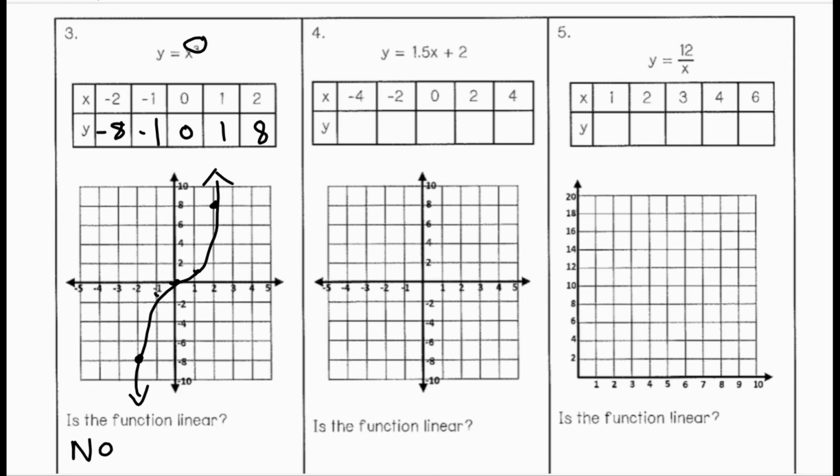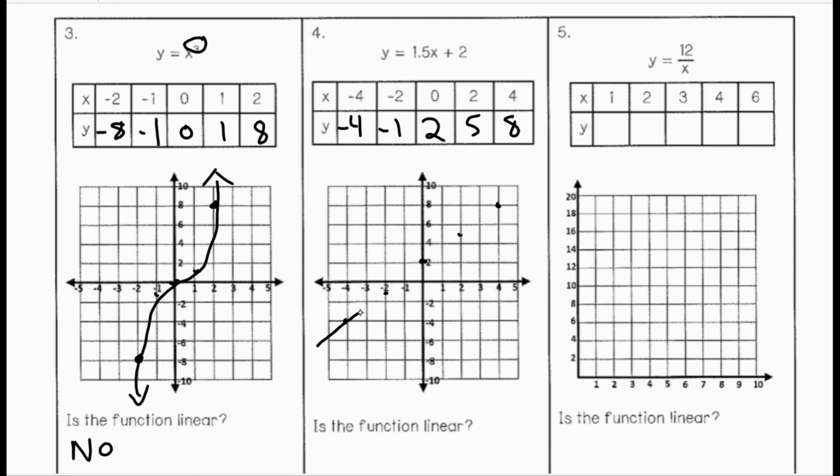If I plug in -4, 1.5 times -4 is -6, plus 2 would be -4, so I'd be at -4, -4. -2 times 1.5 is -3, -3 plus 2 is -1, so -2, -1. 0 times 1.5 is 0, plus 2 is 2, so 0, 2. And then 2 times 1.5 is 3, plus 2 is 5, so 2, 5. And then 4 times 1.5 is 6, plus 2 is 8, so 4, 8.